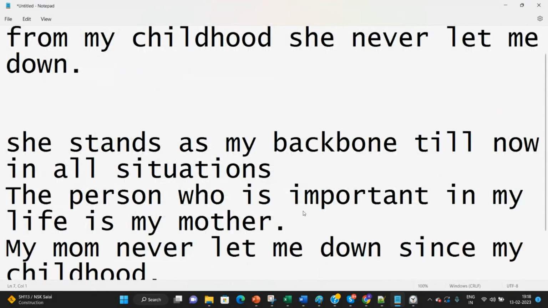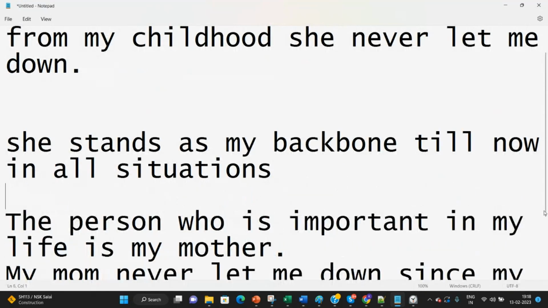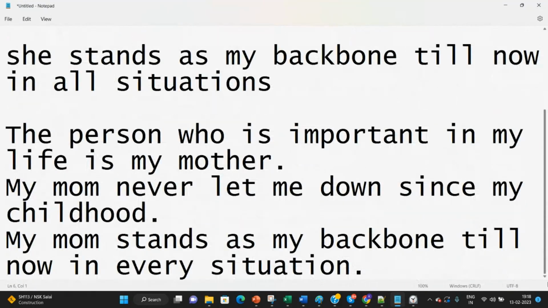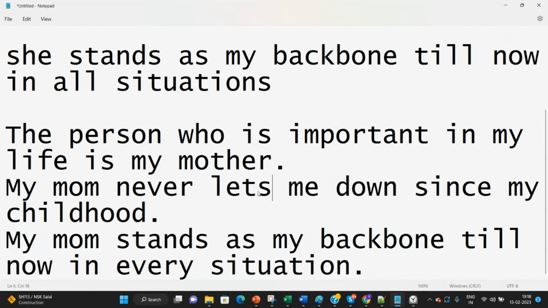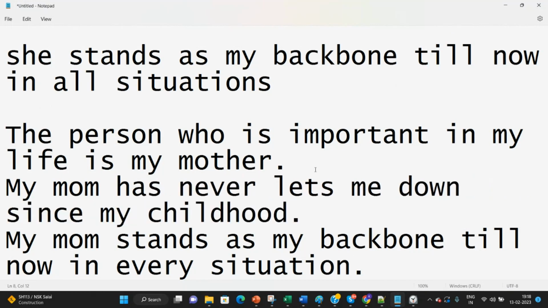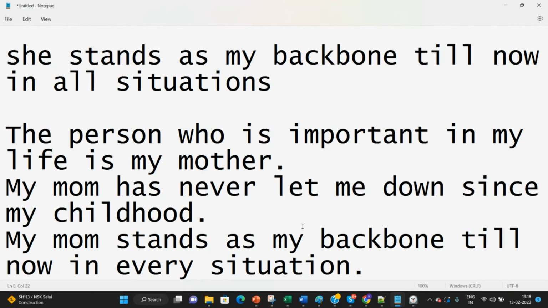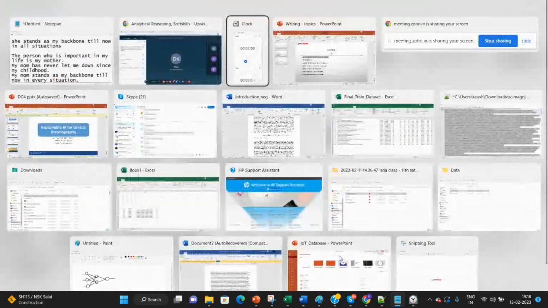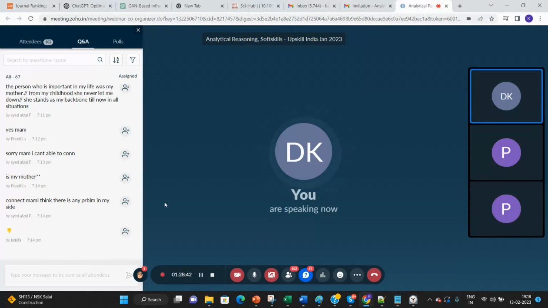Okay. Now, if we read the corrected lines, the person who is important in my life is my mother. My mom never lets me down since my childhood. My mom stands as my backbone till now in every situation, right? Or in this sentence, you can say, my mom has never let me down since my childhood. Okay? Right? Do you agree that this paragraph has improved?